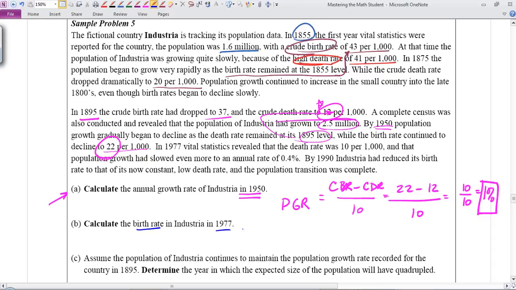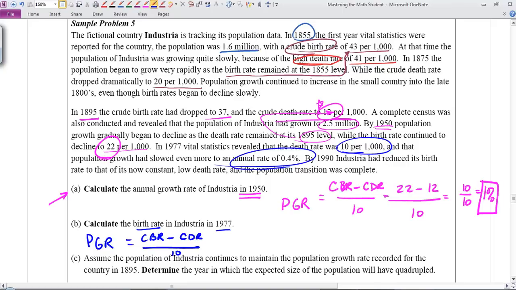So if you go back and you read again, in 1977, the crude death rate was 10, because right there, it was 10, and the PGR was 0.4. So I'm solving for a different variable this time. What they want me to do is solve for CBR. So when I look at this, PGR, population growth rate, is equal to the crude birth rate minus the crude death rate divided by 10.